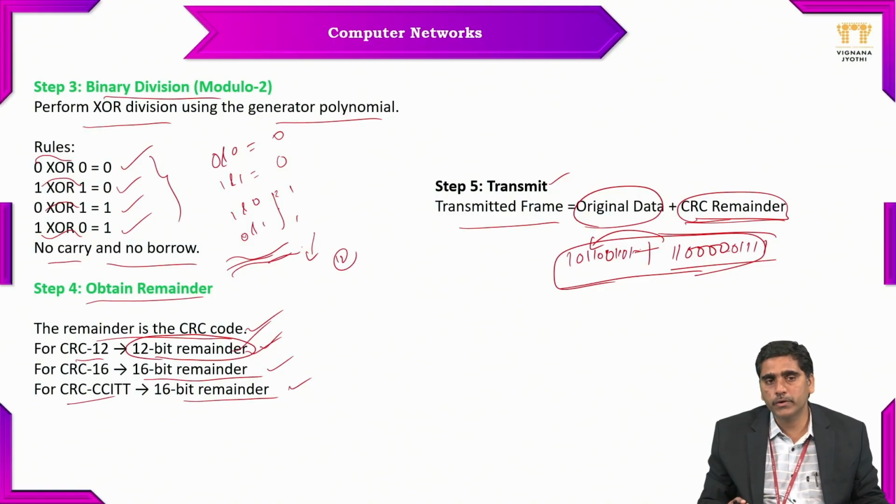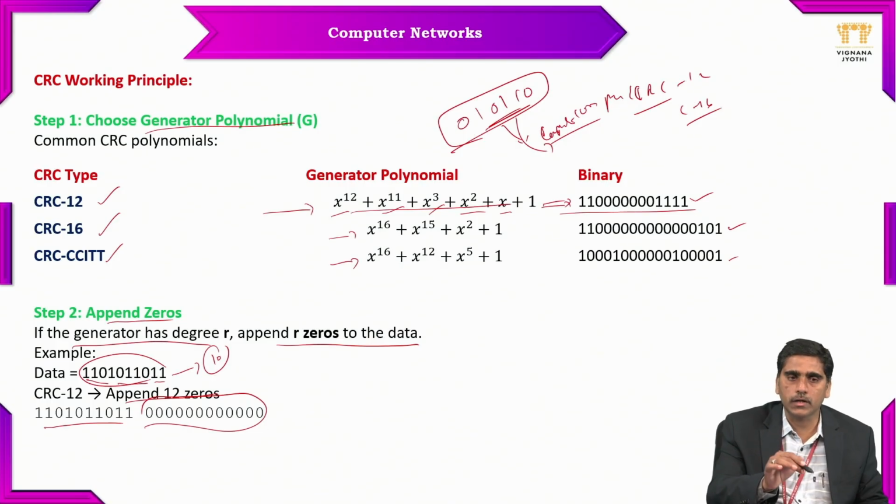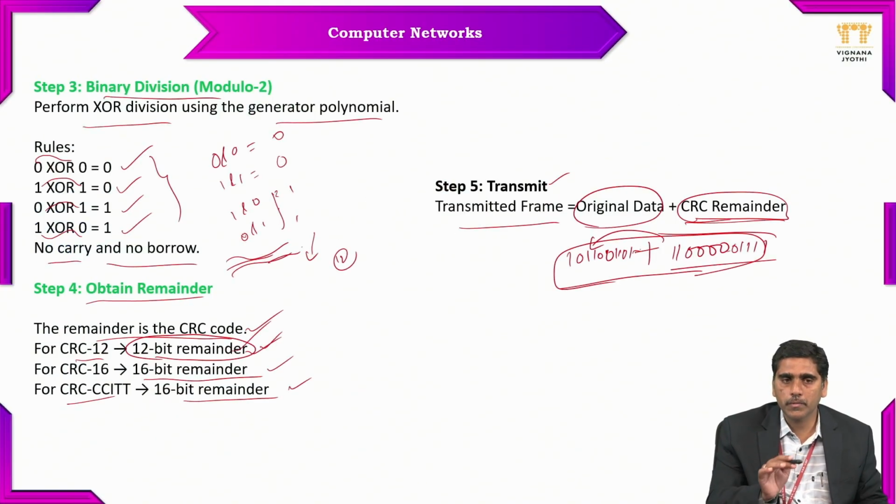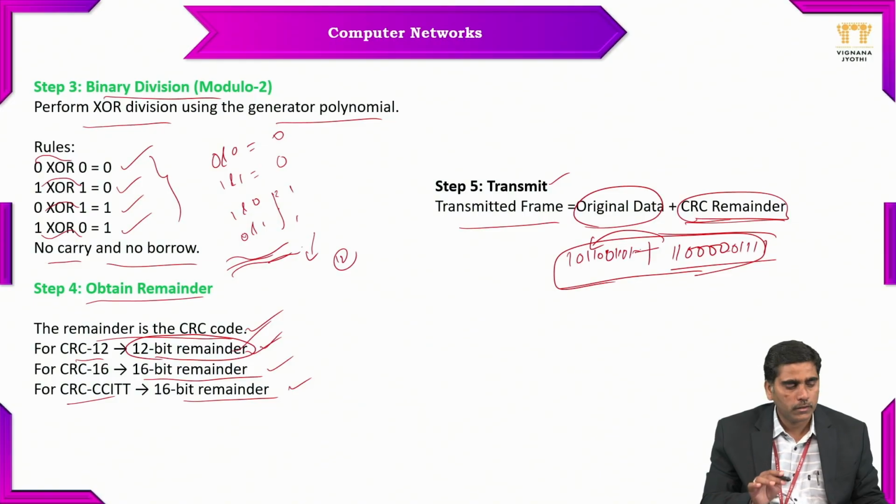So how are you calculating? First, choose the generator polynomial. Then second, append zeros. You apply the zeros based on the degree of the generator. The next step is performing binary division, modulo 2 operation. The next is obtaining the remainder. After getting the remainder, you can transmit the frame. Transmitted frame equals original data plus CRC remainder. This is the transmitted frame from the data link layer to the next physical layer.